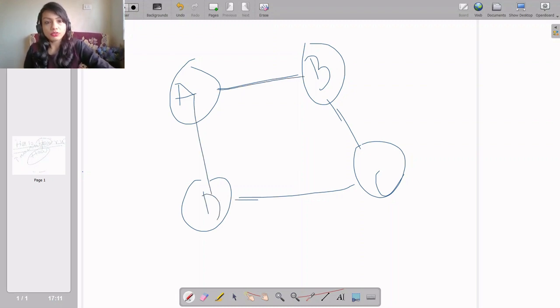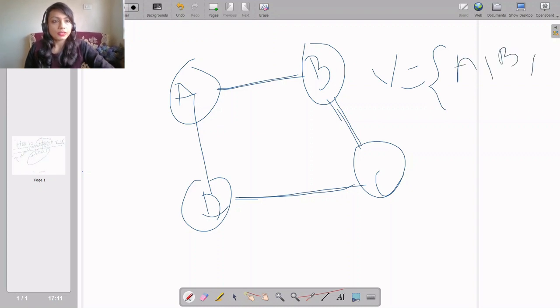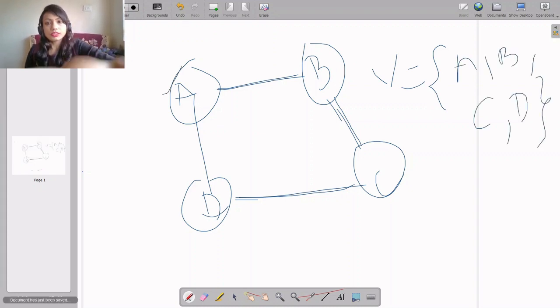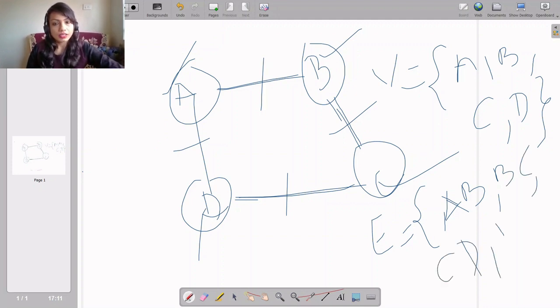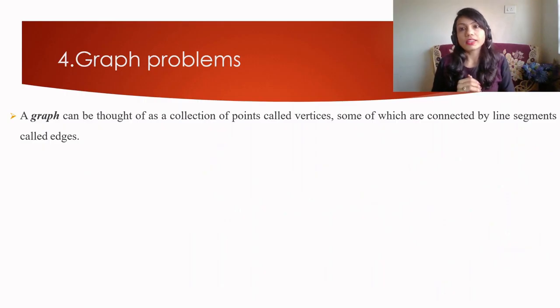This is one of my graphs. It has 4 vertices, so V equals A, B, C, D. These are your vertices, and they are connected by edges. The edge set E is AB, BC, CD, DA. Since it is an undirected graph, AB is equal to BA, BC is equal to CB, CD is equal to DC, and DA is equal to AD.